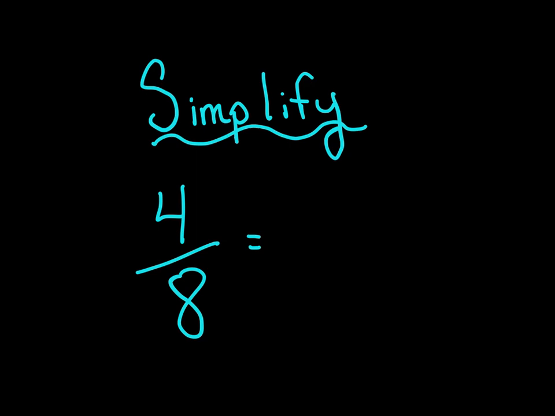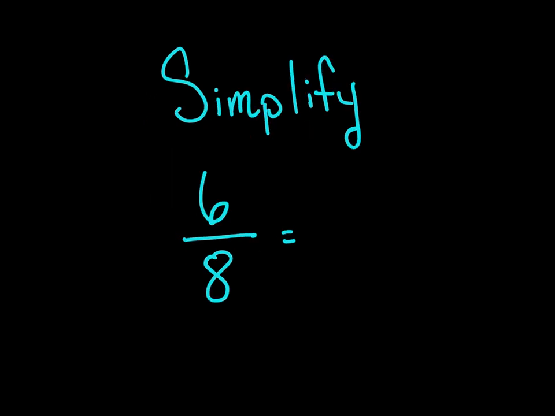Simplify 4/8. Remember, use the greatest number to divide by when you're simplifying. So 4/8 can get simplified to what? Bring in your work tomorrow. Simplify 6/8 using the greatest number possible. Whatever you do to the bottom, you gotta do to the top. Want to see your work tomorrow.